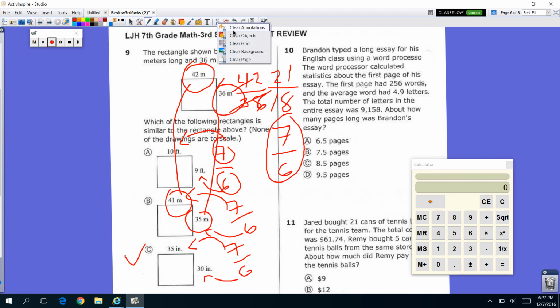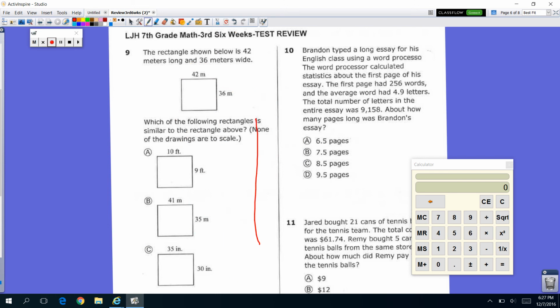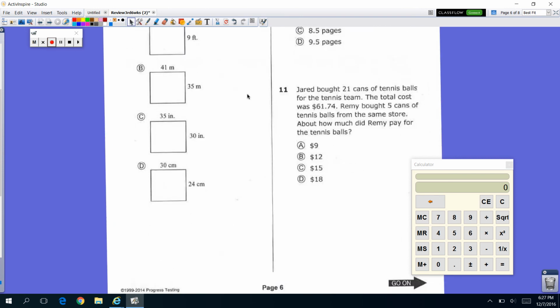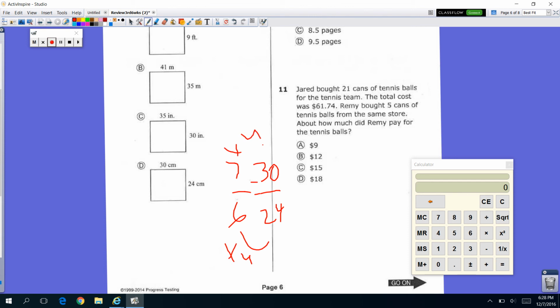But I'm going to show you that D is not the answer. So again, I had 7/6. And that is not proportional to 30/24. See, 6 times 4 gives me 24, but 7 times 4 does not give me 30. So that does not work. So the answer again is C. Remember, you simplify the ratios and it's easier.